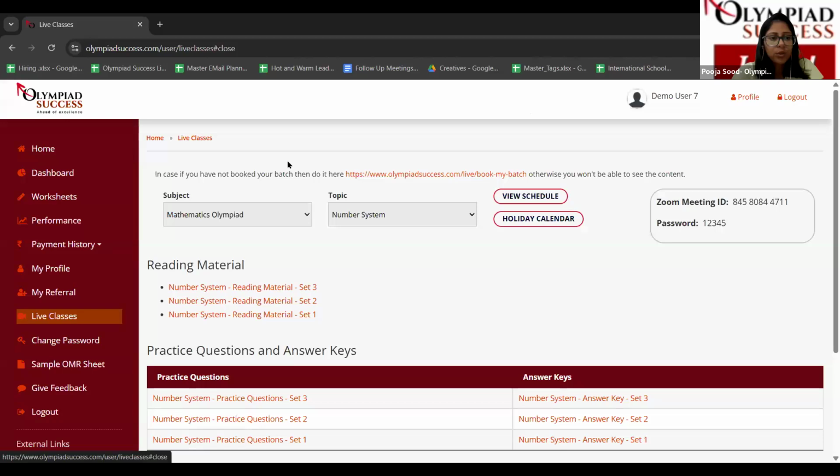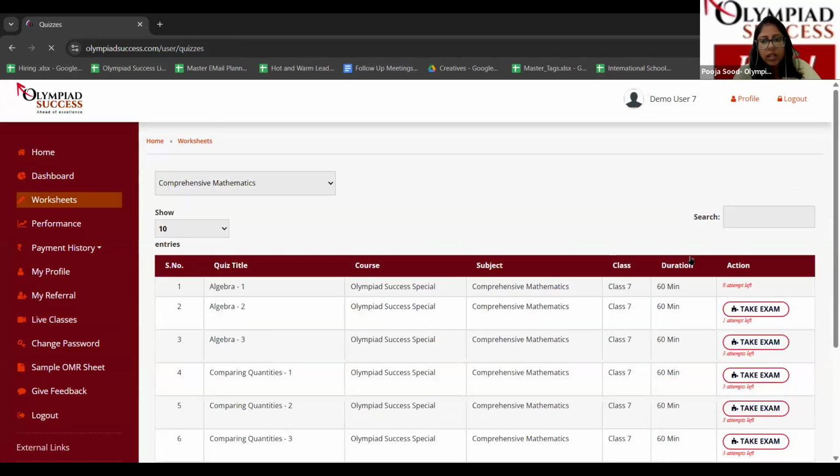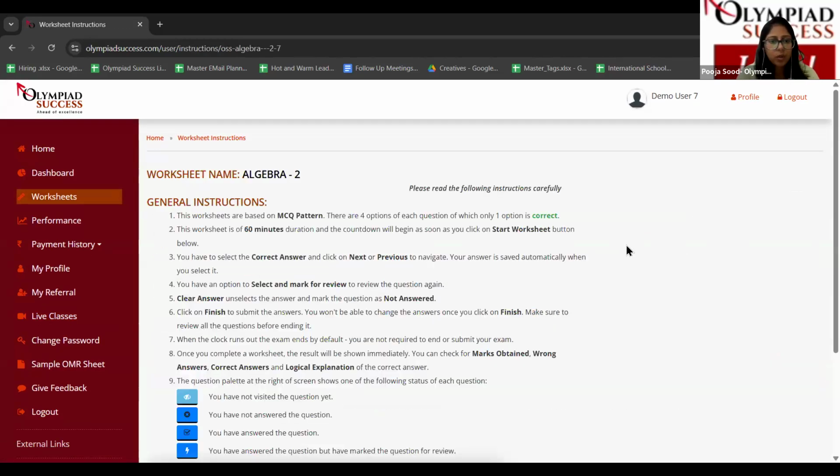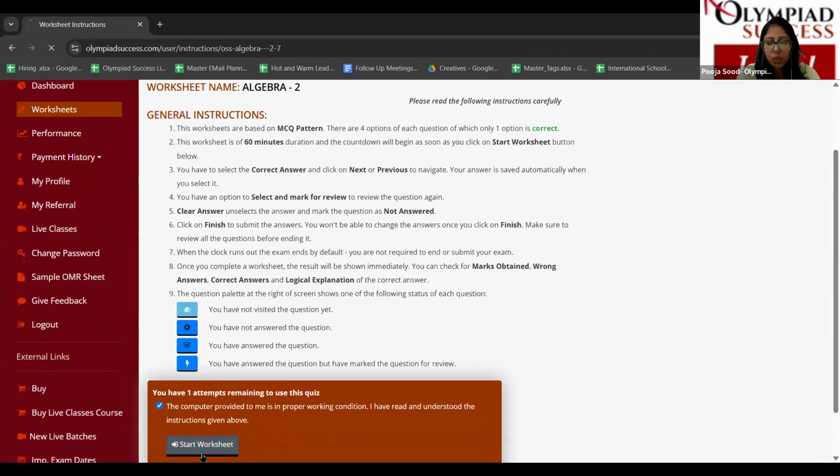So there is more practice for you, that is under the section of worksheet. Click on that. First, select your subject. And here you'll get your worksheets. Click on take exam. Now I'm going to show you how you can attempt your worksheet. Read instructions, tick this box, click on start worksheet.